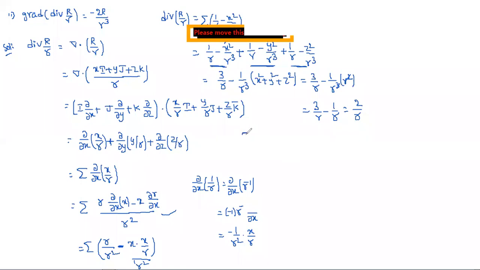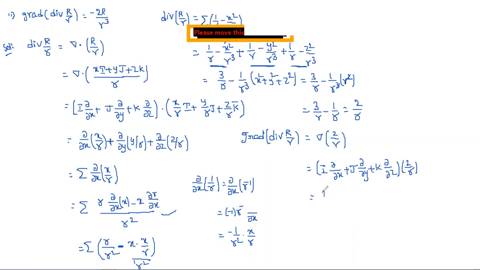Now come to what they asked: grad of divergence r by r. So grad is nothing but del, and divergence r by r is nothing but what we got, 2 by r. So this is equal to del, which we already know is i dou by dou x plus j dou by dou y plus k dou by dou z, into 2 by r. Same way you can multiply this one and simply write summation i into dou by dou x of 2 by r.